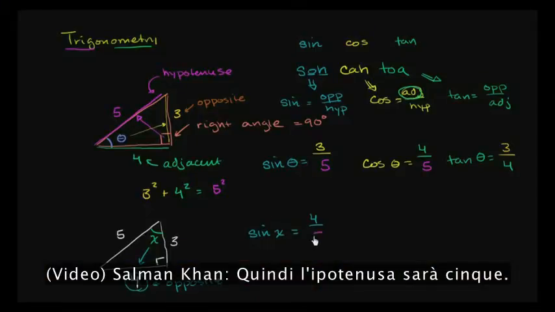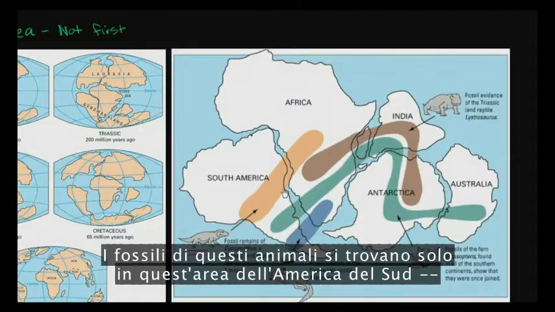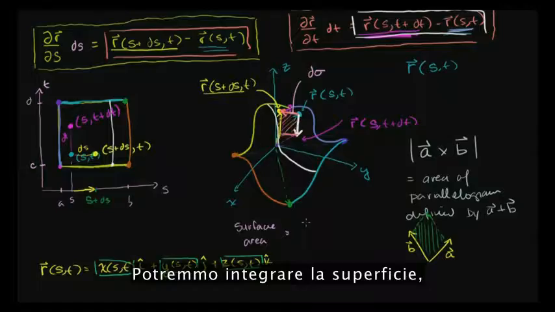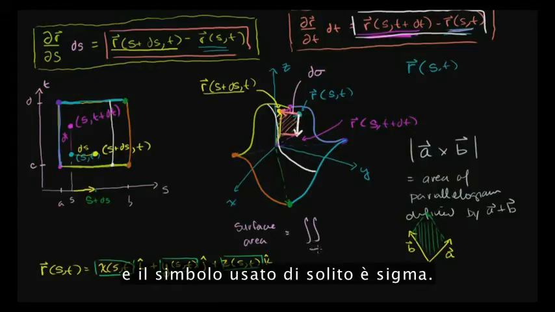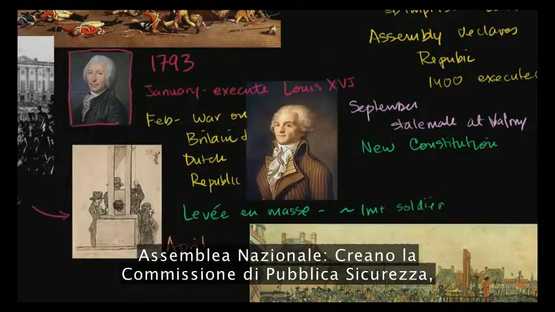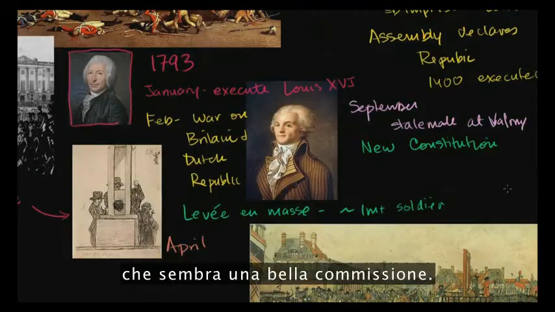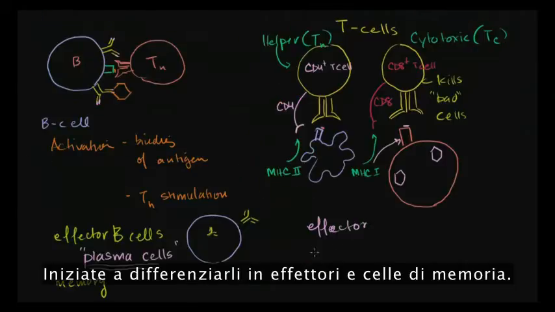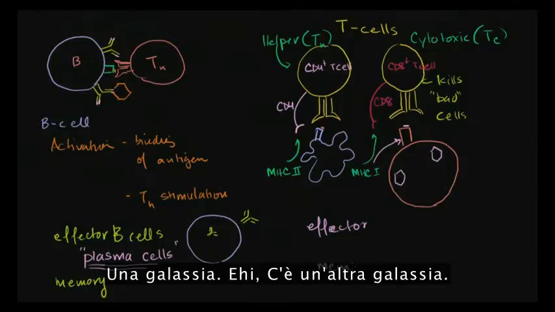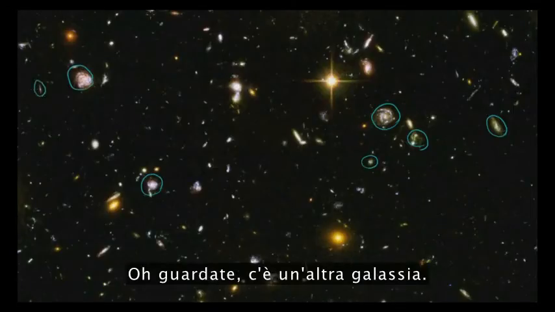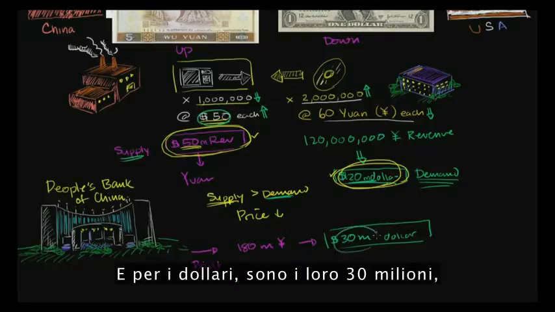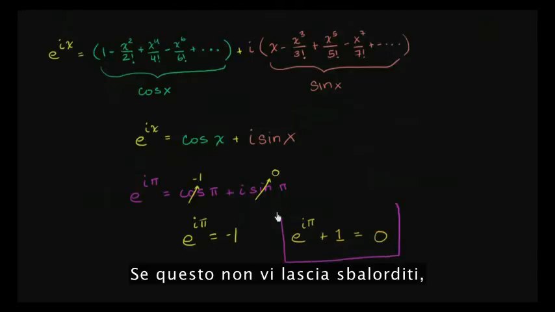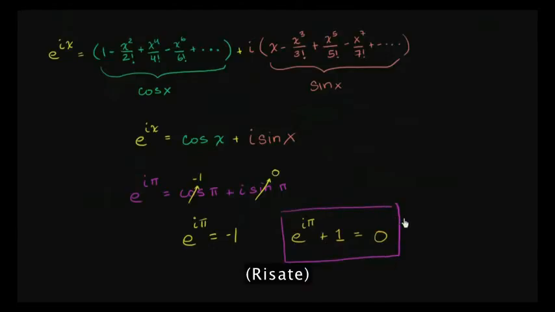So the hypotenuse is now going to be 5. This animal's fossils are only found in this area of South America, a nice clean band here, and this part of Africa. We could integrate over the surface, and the notation usually is a capital sigma. National Assembly, they create the Committee of Public Safety, which sounds like a very nice committee. Notice this is an aldehyde and it's an alcohol. Start differentiating into effector and memory cells. A galaxy. Hey, there's another galaxy. Oh, look, there's another galaxy. And for dollars is their 30 million plus the $20 million from the American manufacturer. If this does not blow your mind, then you have no emotion.